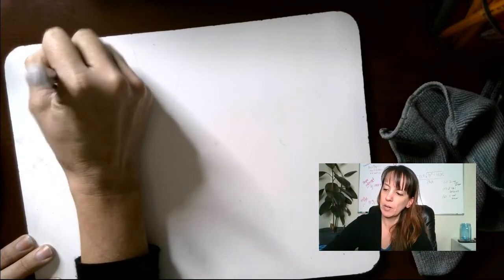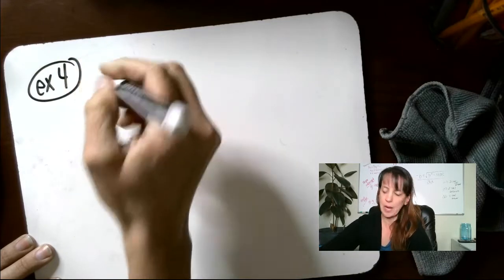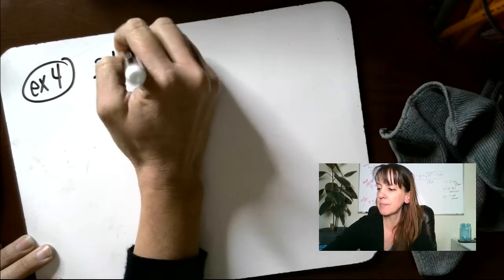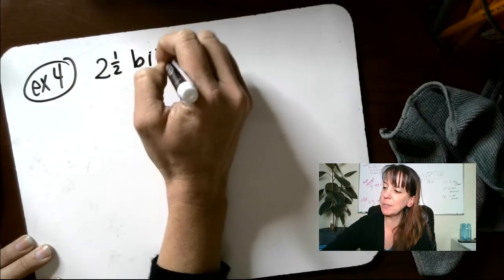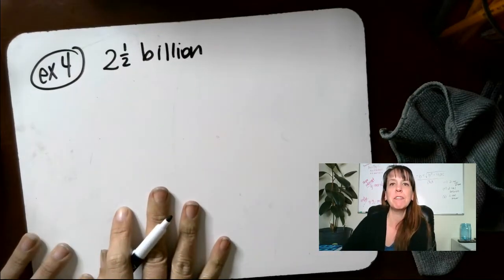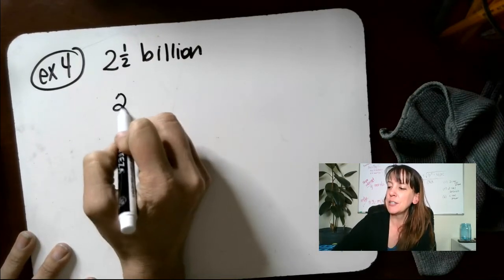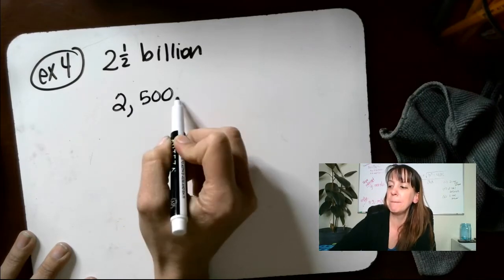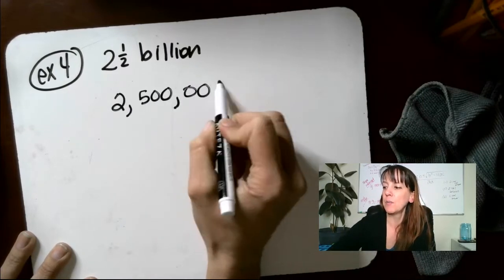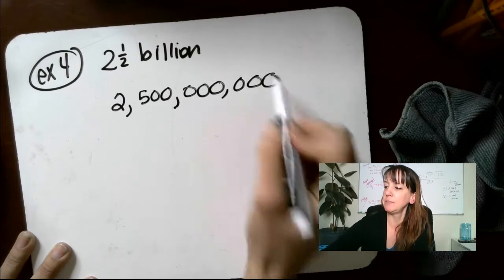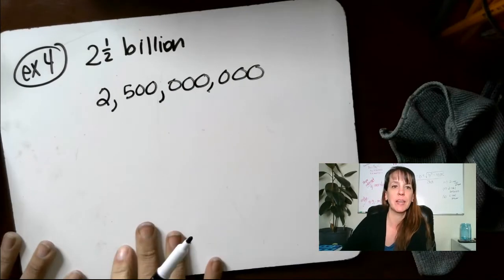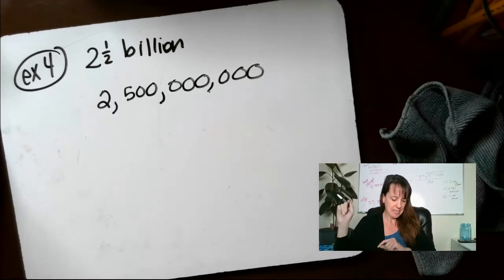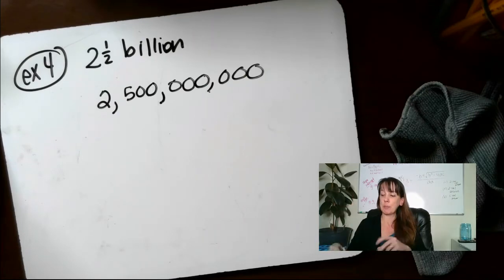Example 4. This says write 2.5 billion in standard form. Billion, in standard form, 2.5 billion. That's going to be 2,500,000,000. Then we've got the rest of it, okay? And that's our thousands bit, okay?